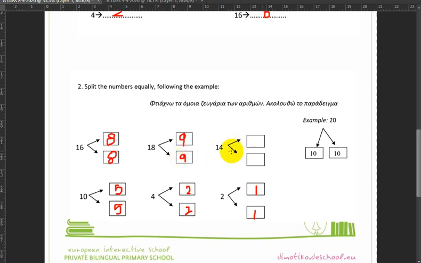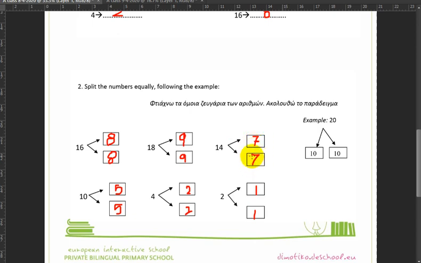Next up we have 14, and we're also going to be separating it into its halves. So let's find the half of 14. 1 and 1 makes 2, 2 and 2 makes 4, 3 and 3 makes 6, 4 and 4 makes 8, 5 and 5 makes 10, 6 and 6 makes 12, 7 and 7 makes 14. So the half of 14 is 7.